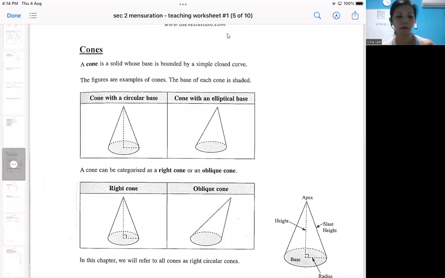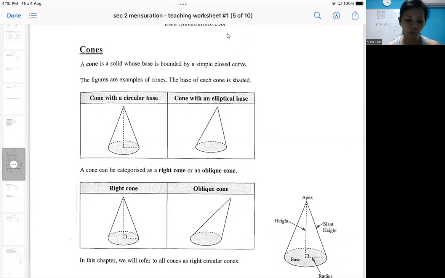This is an intro for the cone portion under pyramid, cone, and sphere. So anyway, I already introduced cone as part of the pyramid family. The only difference is it is the pyramid but with a circular base.